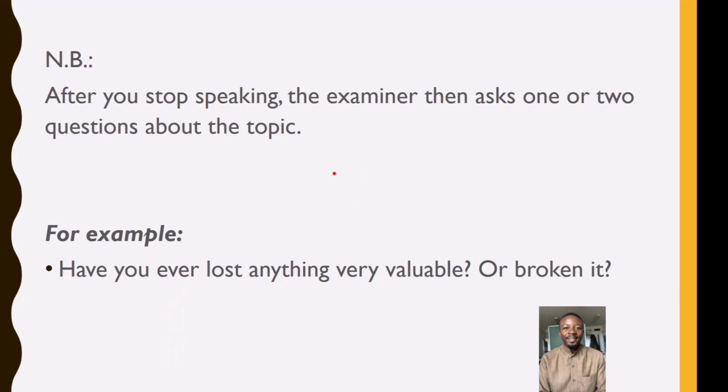Another thing which you need to take note of is this. After you stop speaking, the examiner then asks 1 or 2 questions about the topic. Now, this is at the discretion of the examiner. They can ask 1 or 2 random questions relating to your response, or relating to the question, and you need to answer that. Remember, you will not be given time to think in this case. It will just be like in part 1 where you had an interview or dialogue. So the examiner will just ask you 1 or 2 questions, and then you need to answer spontaneously. For example, have you ever lost something very valuable or broken it? Now, this question or questions are always in line with the topic in section 2.